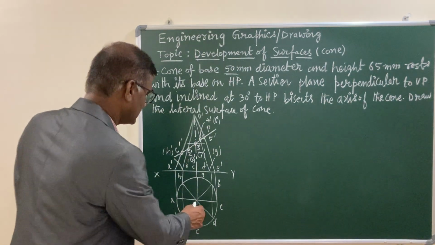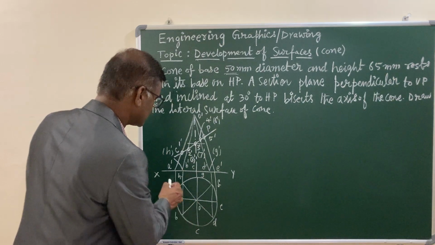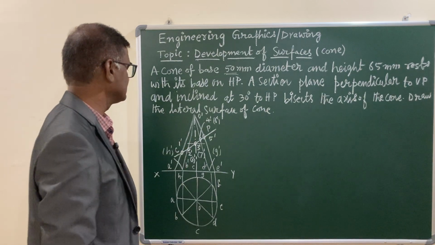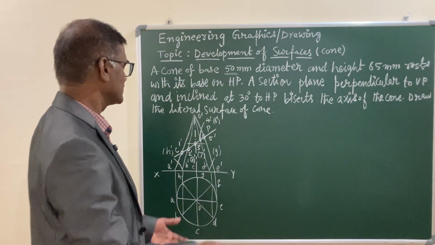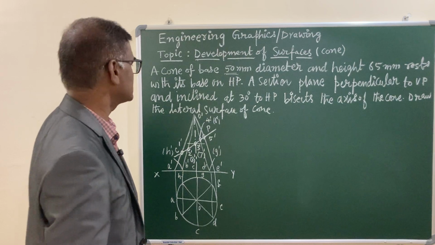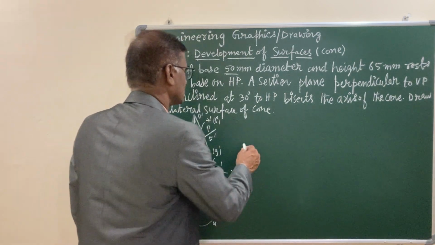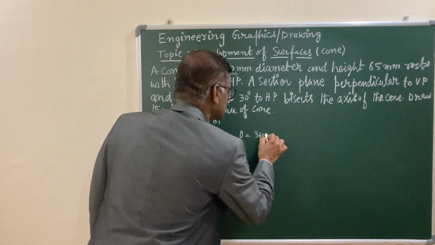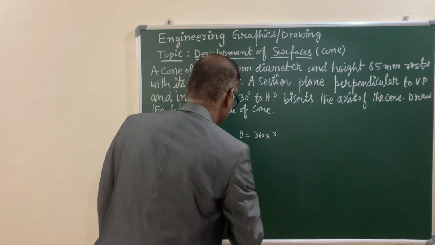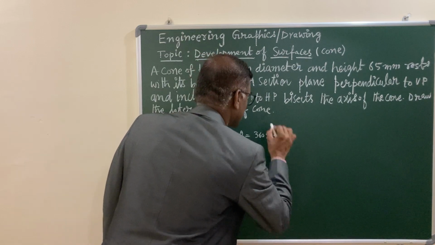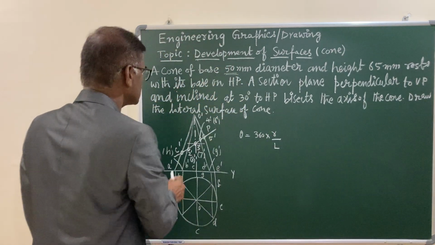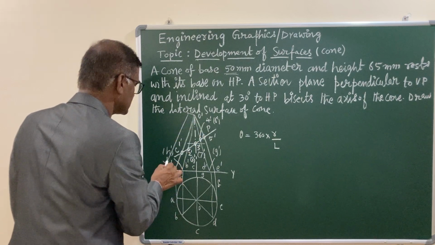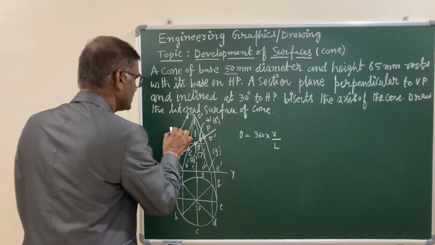And observe carefully, your OA, which is parallel to XY, gives the true length of the generator. Before proceeding to the development of the surface, let us calculate angle theta. You have a formula for it. Theta is equal to 360 degrees into r, the base circle radius, by slant height. After drawing this, you can measure, this is your slant height or height of the generator. Let me call it L.